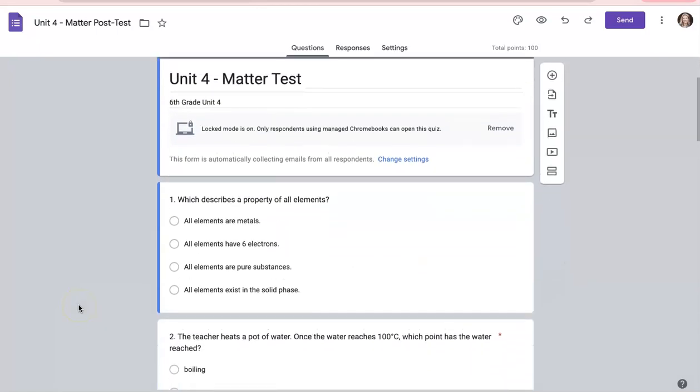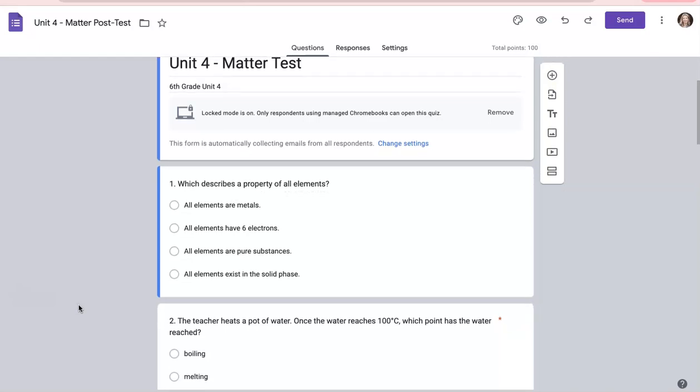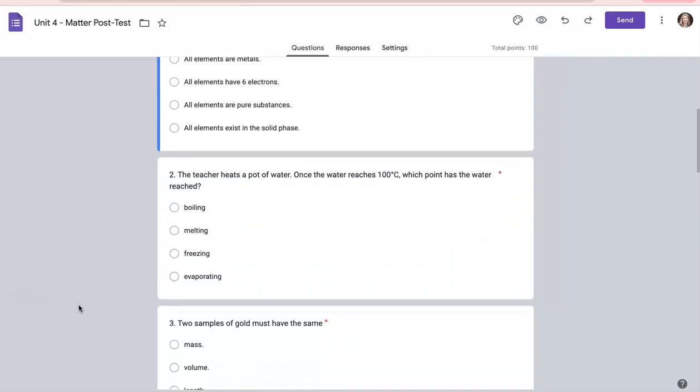This is the Unit 4 matter test. Number 1, which describes a property of all elements. All elements are metals. All elements have 6 electrons. All elements are pure substances. All elements exist in the solid phase.